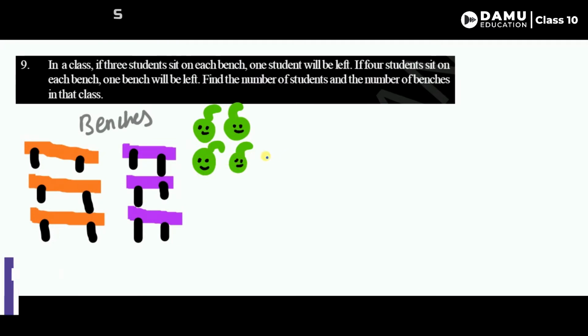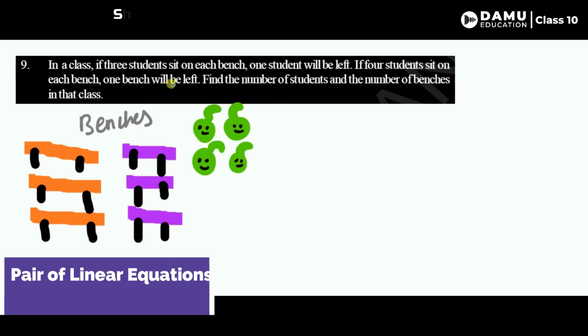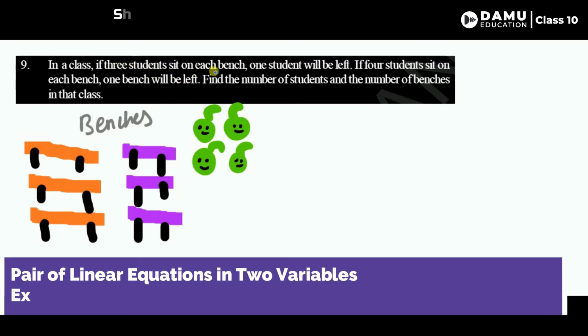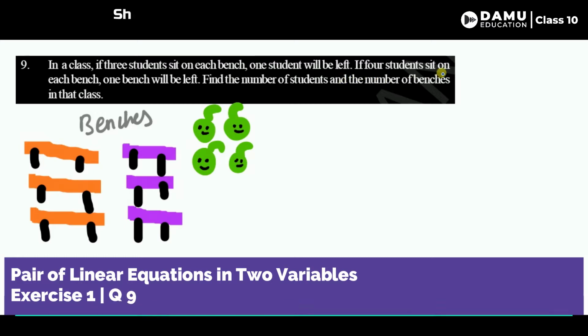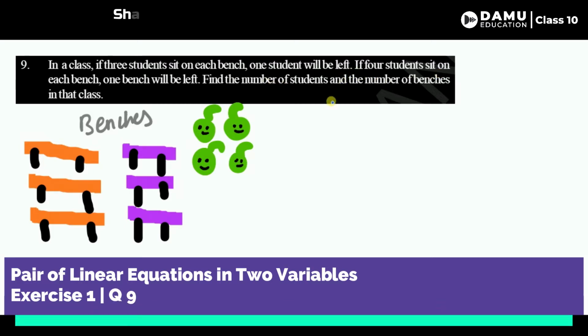So in this session, we are going to discuss our ninth question. In a class, if 3 students sit on each bench, 1 student will be left. If 4 students sit on each bench, then 1 bench will be left. Find the number of students and number of benches in that class.